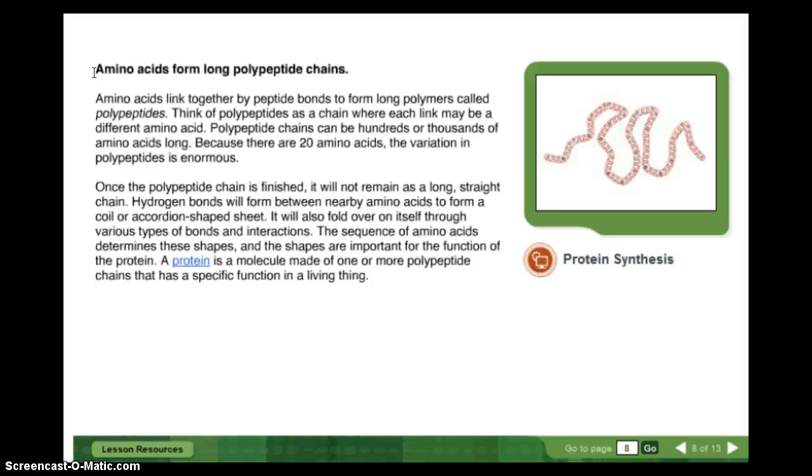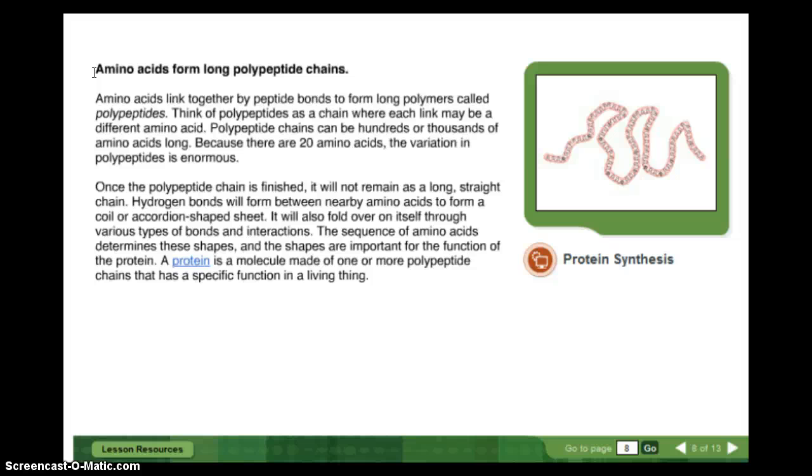It's like math class. Okay, if I had 3 blue blocks and 3 red blocks, you can make so many different patterns, right? Well, now think if I have 20 different blocks, each a different color, think of all the patterns you can make. Once the polypeptide chain is finished, it will not remain as a long, straight chain.